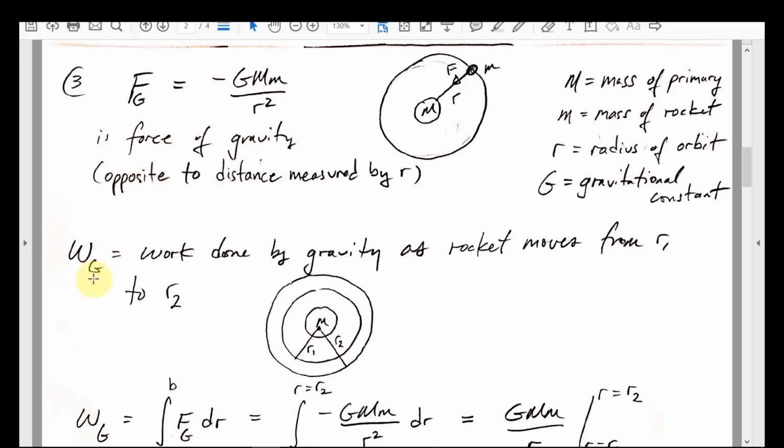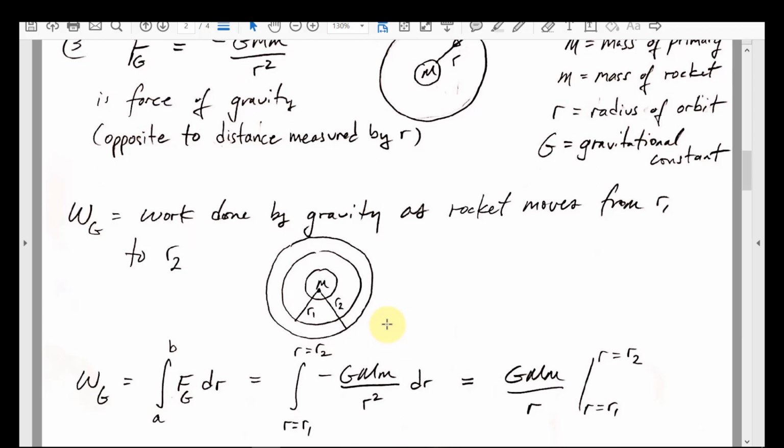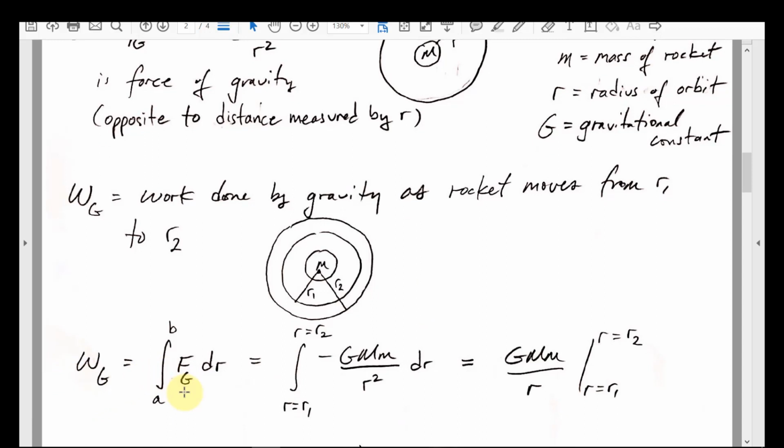So we'll say Wg is the work done by gravity as the rocket moves from radius 1 to 2, where radius 2 is bigger than radius 1. So the work done by gravity is just the force continually added, summed up through all of those different radii, from the smaller radius to the larger radius. It's really force times distance, but the force is changing through that distance. One of the really interesting things about this is it doesn't matter what path you take, and this is a consequence of the fact that we're operating inside what's called a conservative vector field.